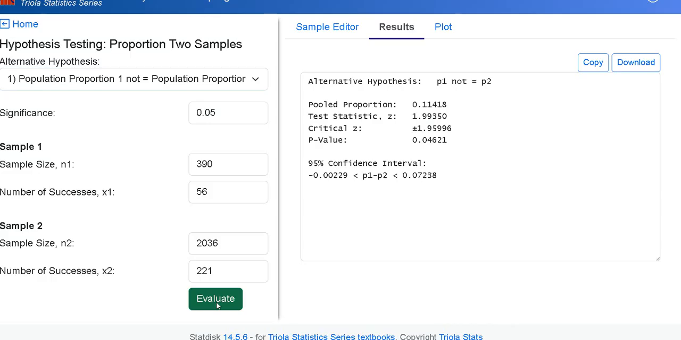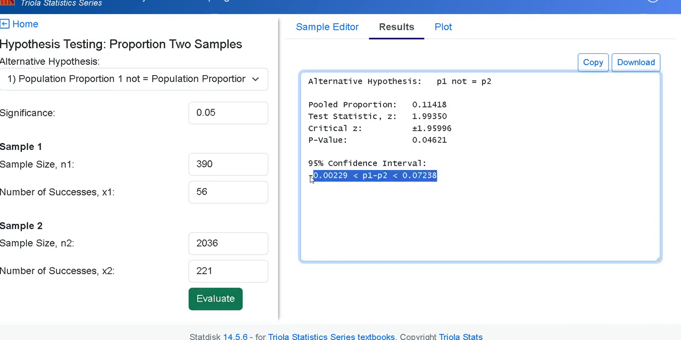There you go. So there's your 95% confidence interval. Now at the 95% level, this confidence interval says you're not going to reject H naught. Why? 0 is in that confidence interval. So, yeah, that would be a little bit of a problem.